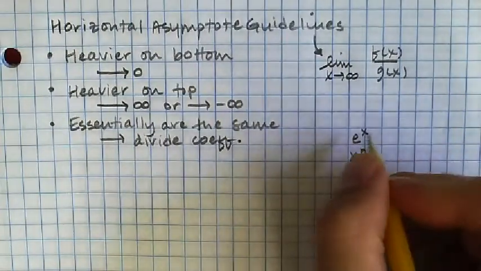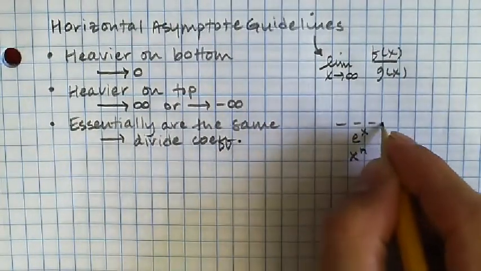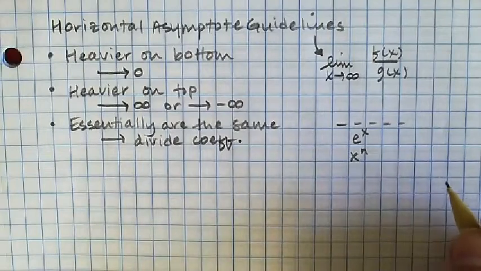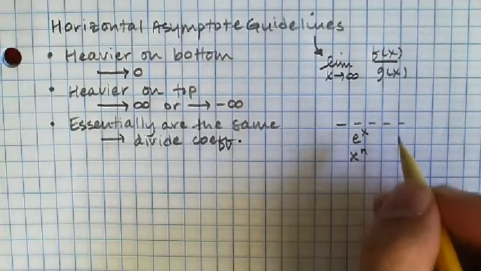There are things faster than e to the x that we won't really need to worry about in this course. And of course, a larger base on an exponential will lead to faster growth. So 10 to the x grows faster than 3 to the x.